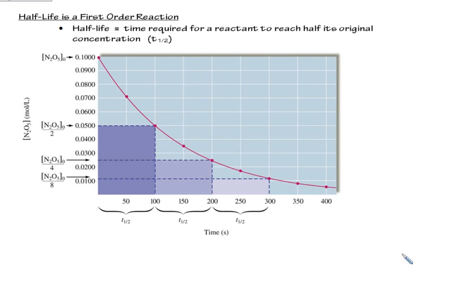Often you'll use this first-order equation. Here's how it's listed in the AP packet: natural log of A, or whatever your reactant is, at time t, minus natural log of A initial, equals negative kt. And from k we can get the slope of the line, all that good stuff.